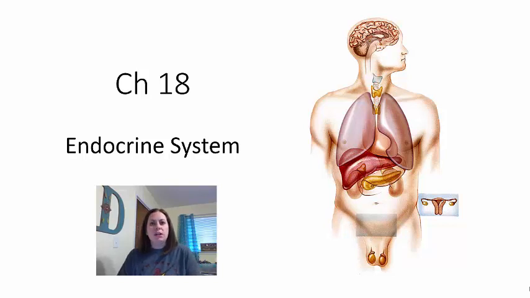Right, so today we're going to cover Chapter 18, the endocrine system, and we're going to look at the different glands that release hormones. We're going to look at what some of those hormones do and cover the main points, or high points, of the chapter as we go through Chapter 18.